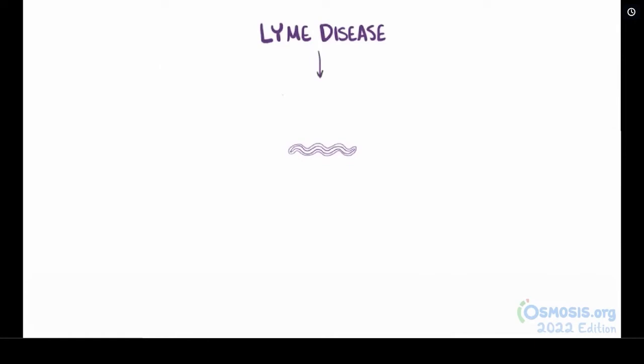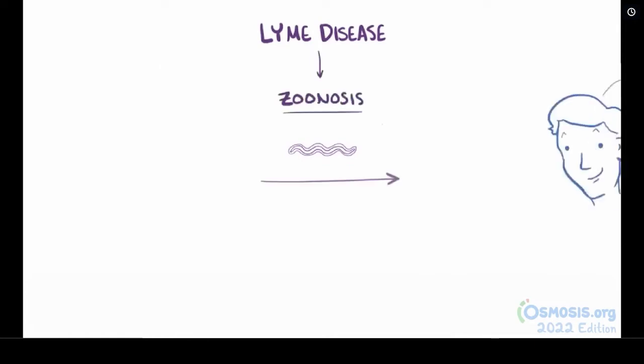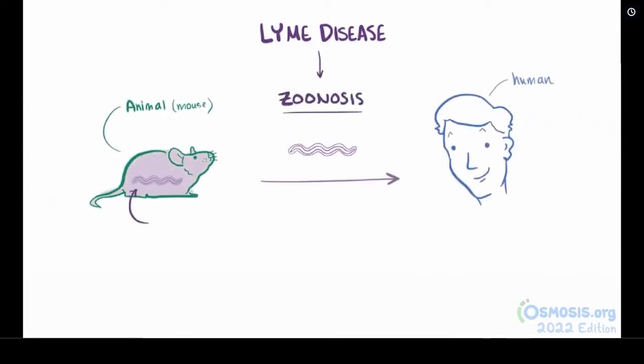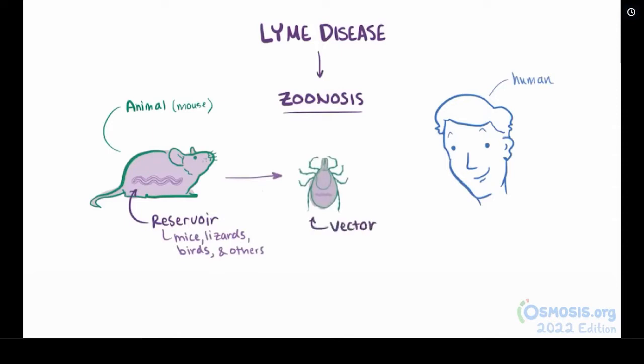Lyme disease is classified as a zoonosis, meaning it's spread to humans from animals that exist as natural reservoirs. Reservoir meaning that the bacteria typically doesn't cause serious disease to the animal. And Borrelia species can infect a wide range of animals, including small animals like mice, lizards, and birds. The bacterium isn't known to spread directly from animals to humans, but instead it needs a vector, meaning some sort of intermediate organism to spread from the animal to the human.